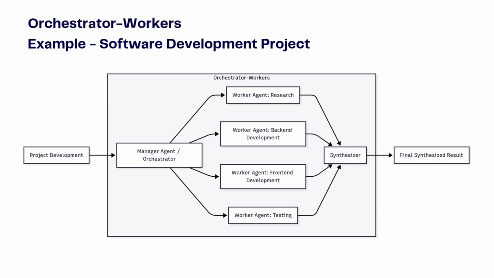Worker 2 works on back-end development. Worker 3 focuses on front-end development. Worker 4 writes and runs tests to ensure everything works correctly. Once the workers finish their tasks, their outputs are sent to a synthesizer. The synthesizer merges all the results into a cohesive final output, ensuring that the work of all agents integrates smoothly.